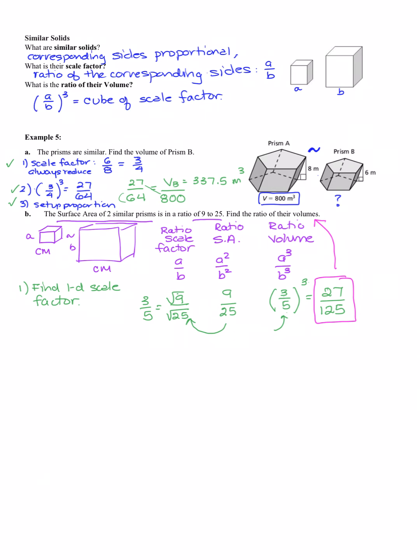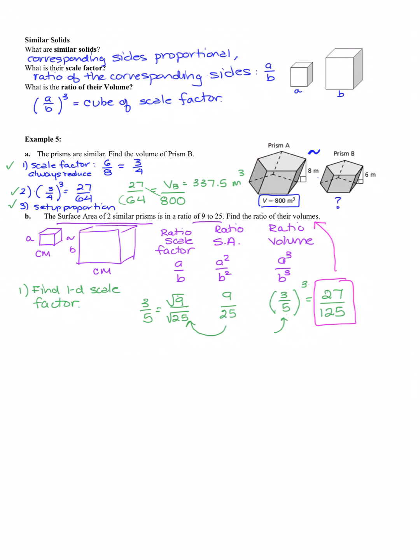Okay? So again, no matter what ratio, if I was given the ratio of the volume, I'd have to take the cubed root to get the scale factor. And then if I wanted the ratio of the surface area, I could square that. But you always want to go through the ratio of the scale factor to get to any other ratio. All right, I hope that all made sense, and see you in class.